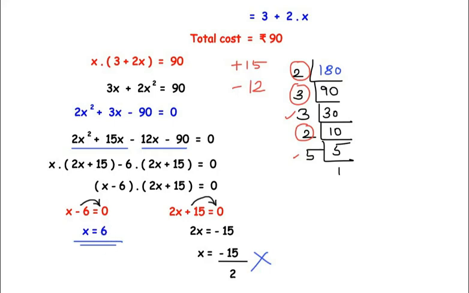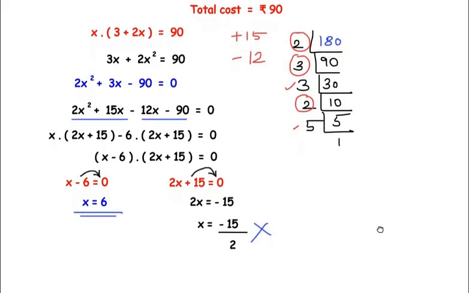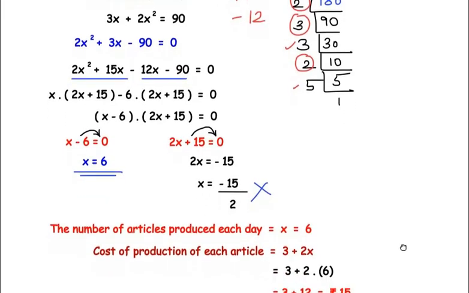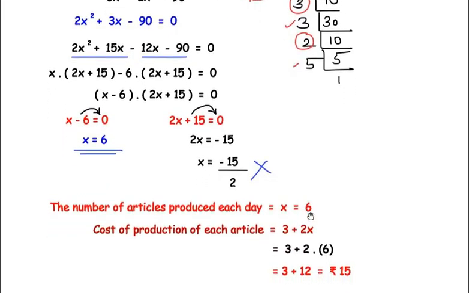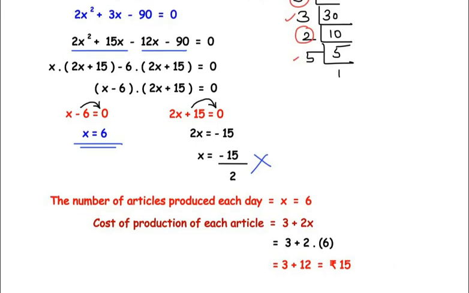Now once we have got the value of x, let us find out the cost of production of each article. So here we are going to write the number of articles produced each day was equal to x equal to 6. So cost of production of each article was 3 plus 2x. So in place of x, we are going to replace its value. So we get 3 plus 2 times 6, or simplifying this, 2 times 6 is 12. So 3 plus 12 gives us 15. So the cost of making one article was rupees 15. So this is going to be our answer.